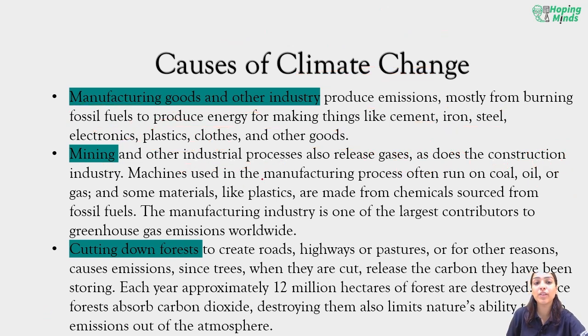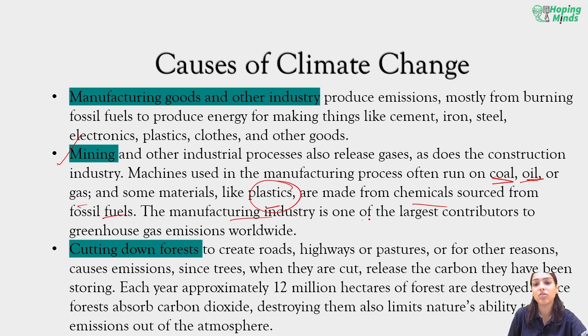It releases a lot of wastewater. So all these industries are not only what they send out in the form of pollution, the polluted water, the air pollution, but also what they consume. They consume a lot of coal, they consume a lot of oil, they consume a lot of gases. And plastics again are made from chemicals which are sourced from fossil fuels.